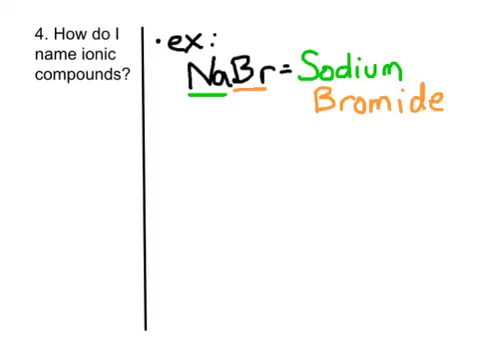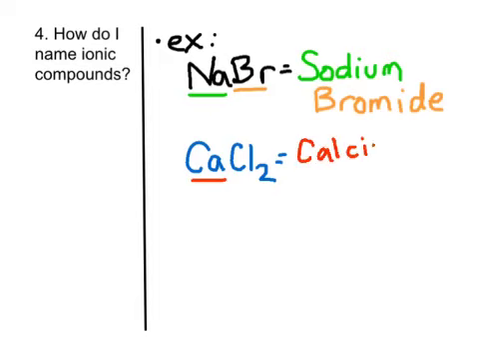As easy as that. Okay, let's take a look at a next example. So here we have CaCl2. Again, we look at our cation first, our metal atom, and we say Ca. Oh, look, according to our periodic table, Ca is called calcium. So we're going to write the word calcium.